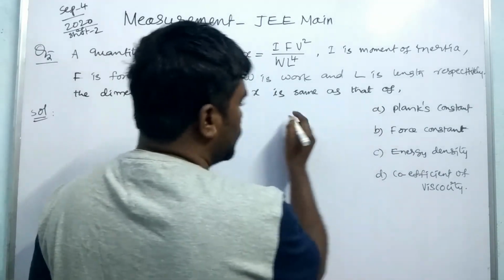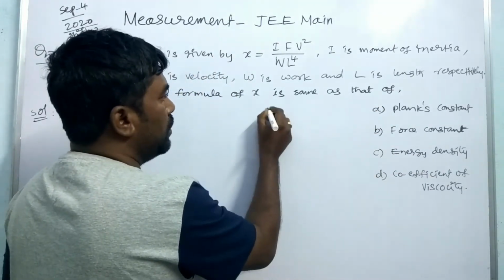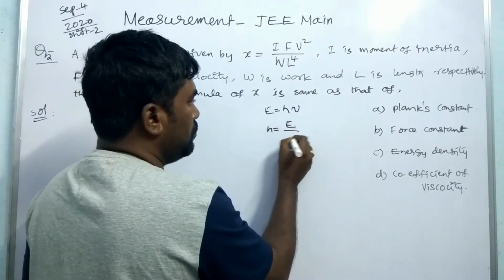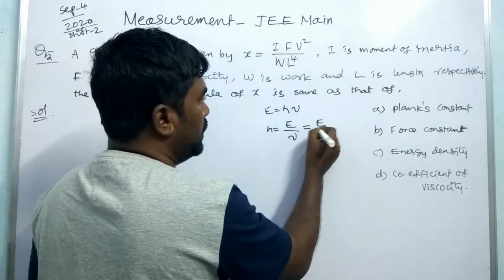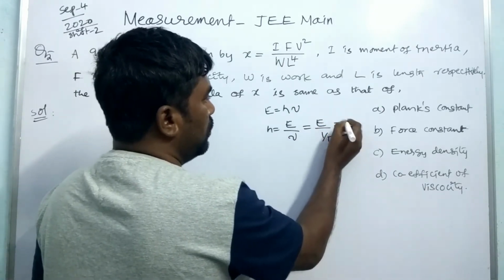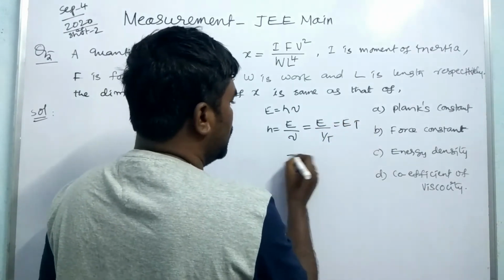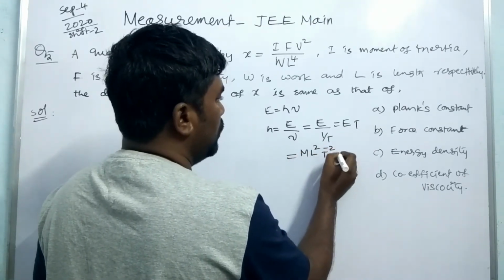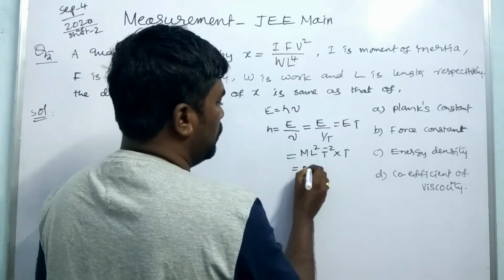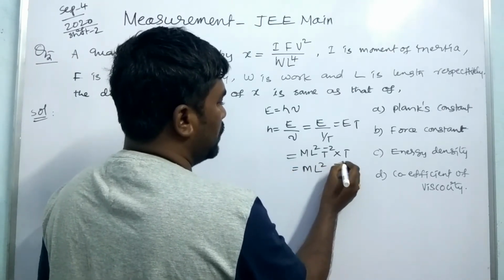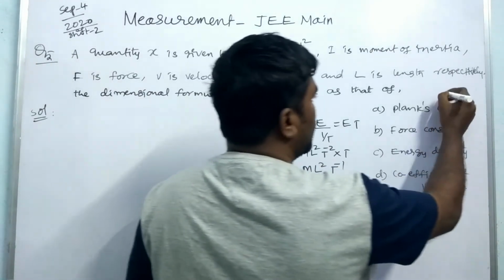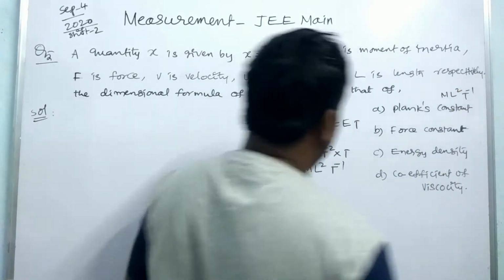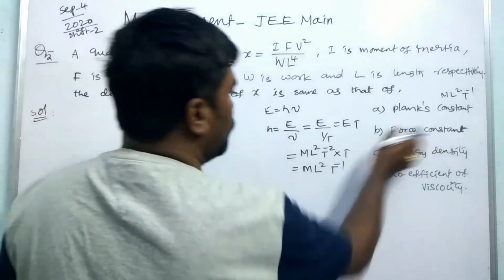So let us see simply. For Planck constant, E equals h nu, so h equals E by nu, where nu equals 1 by T, so h equals E times T. E is M L2 T minus 2, into T. So it is equal to M L2 T minus 1. So here the Planck constant is M L2 T minus 1. Right? Now coming to the force constant.